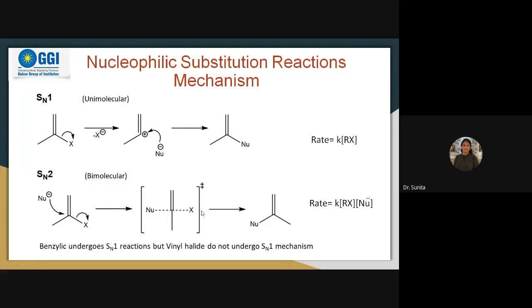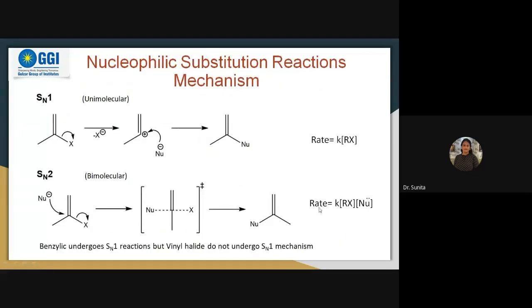So this is a single step reaction. But here the rate of the reaction is dependent on the concentration of the nucleophile and the concentration of X. It means the nucleophile is pushing and attacking over here, and this electron pair is attracted towards X. Then again this group is replaced by a nucleophile, you can see in this case.